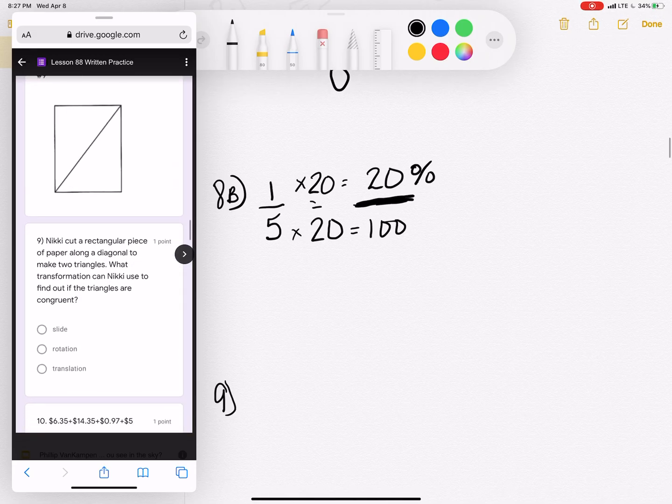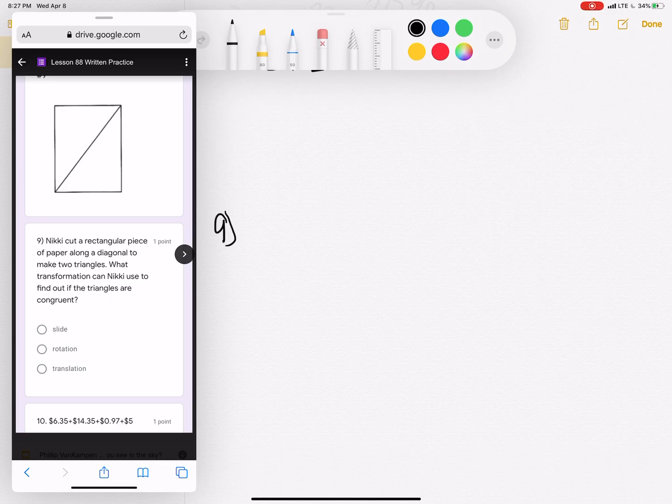Number 9. Nikki cut a rectangular piece of paper along a diagonal to make 2 triangles. What transformation can Nikki use to figure out if the triangles are congruent, if they are equal? So, should she slide them, rotate them, or make a translation? Rotation. Nikki should make a rotation to see if they are congruent. If she slides them, they're just going to be farther apart. It'll be harder to see if they are equal.